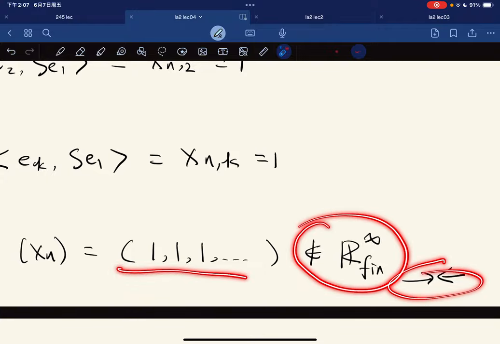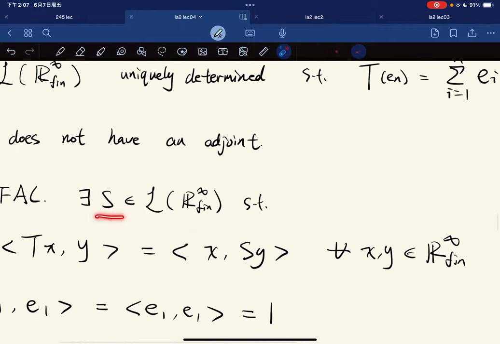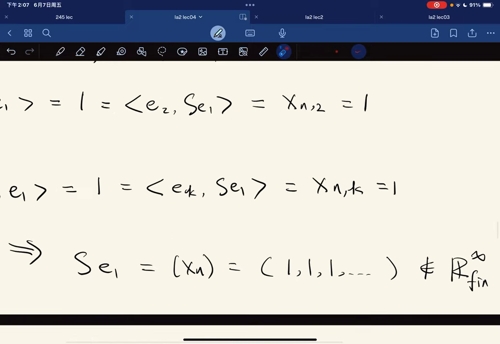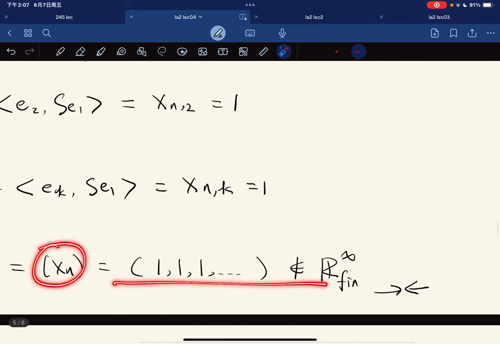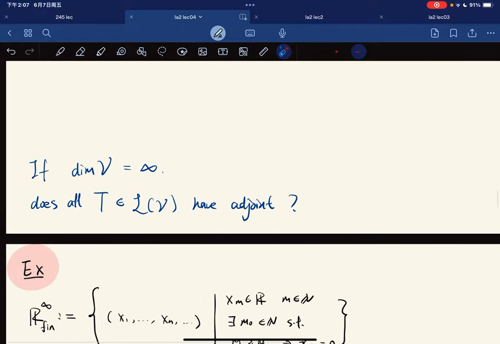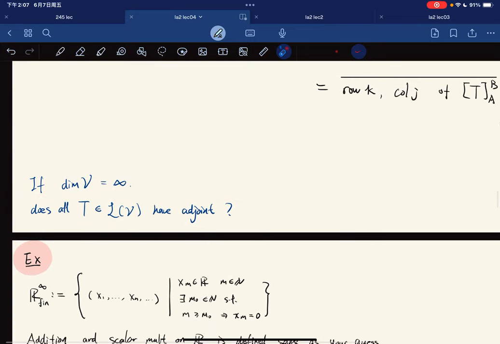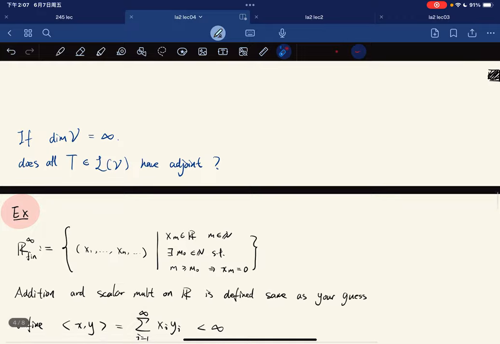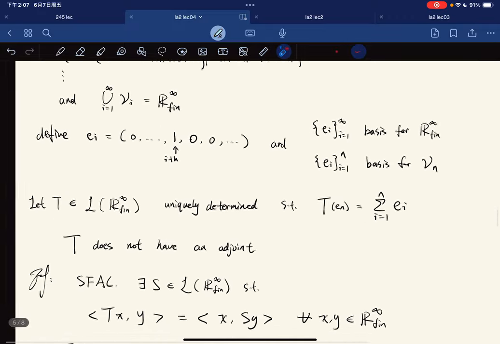It's a contradiction, because we assumed that S is an operator that takes a sequence in this space to a sequence in this space, by definition. But it maps to an element that is not in our space. So in infinite dimension, the story is different, and we want to focus on finite dimension because finite dimension has matrices. Is that clear? Okay, good.